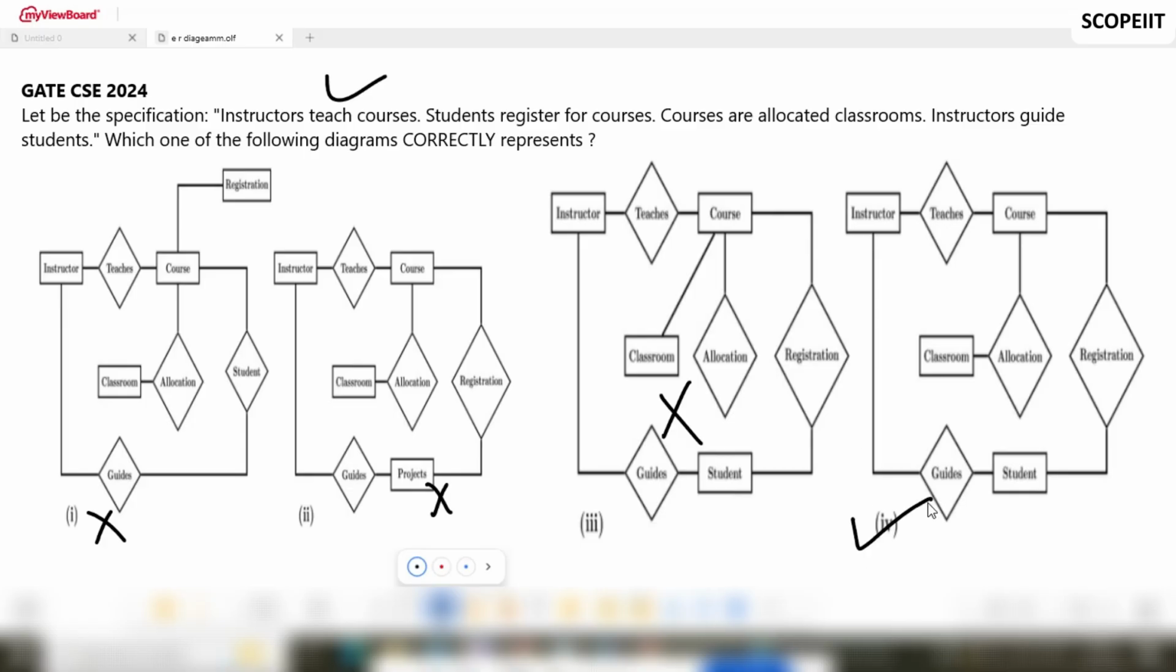I hope it's clear. So this is all about some previous year GATE questions on ER diagram. This topic is very important, so please prepare properly.